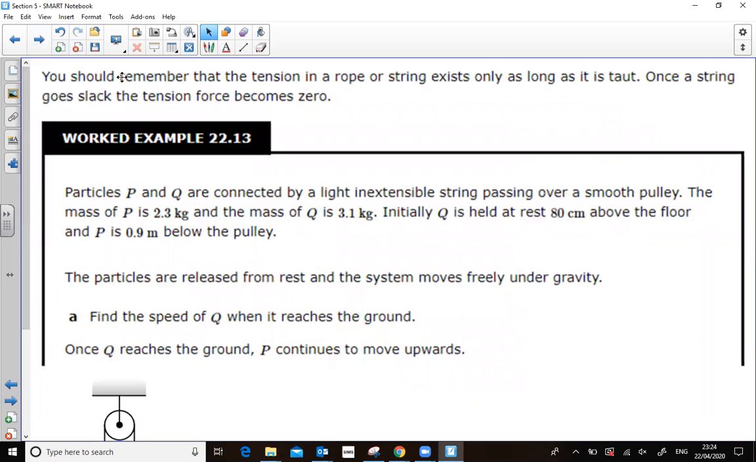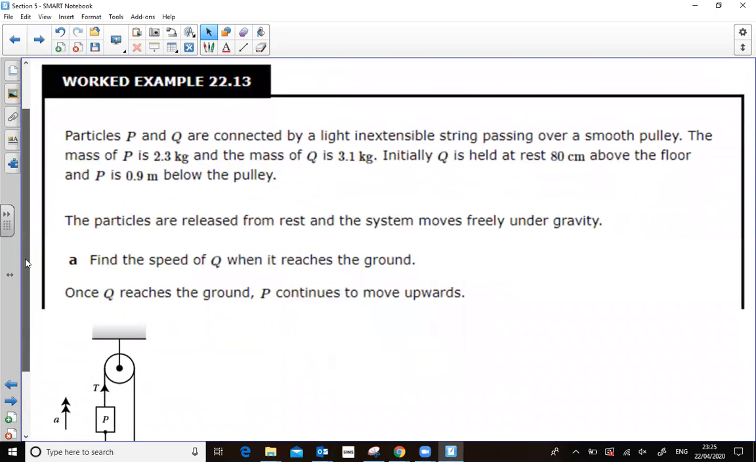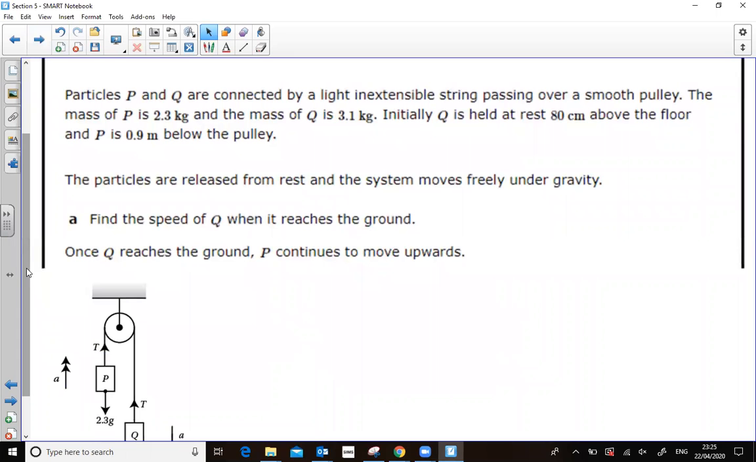Okay, so you should always remember that the tension in a rope or string exists only as long as it is taut. Once a string goes slack, the tension force becomes zero. So let's look at our final example.